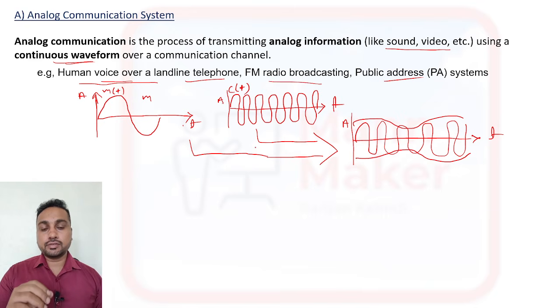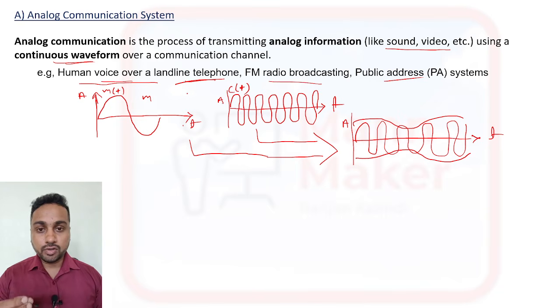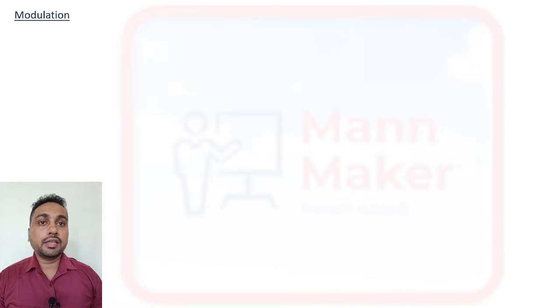But suppose a short distance, like a telephone using a landline, my voice is there, they will transfer this information. How? They will first take one carrier signal, in that they will put your message signal, whatever I am speaking, and after that they will do superimposing, that is modulation, and after that your voice will be transferred to the receiver.